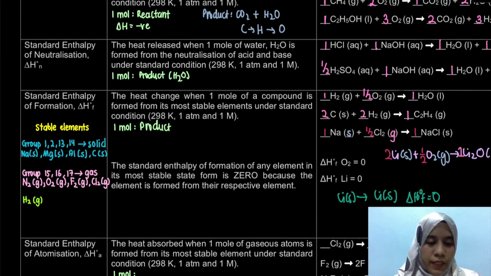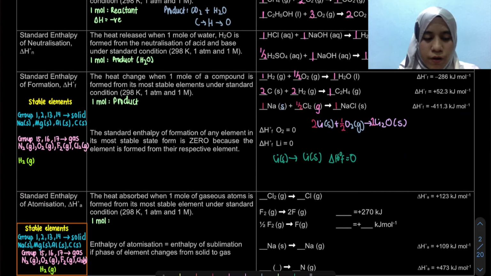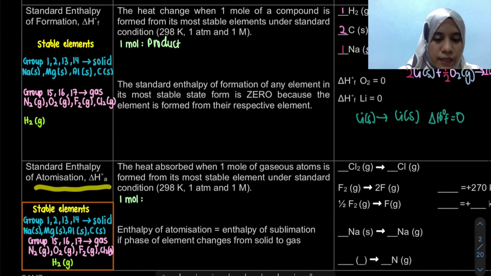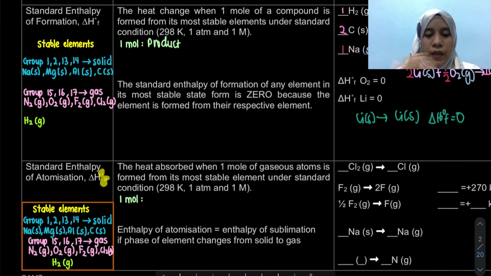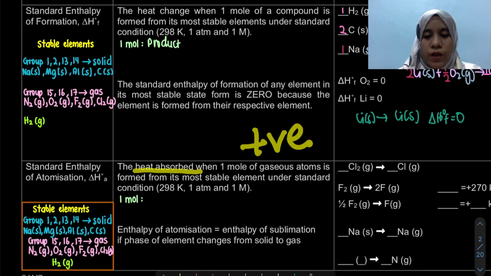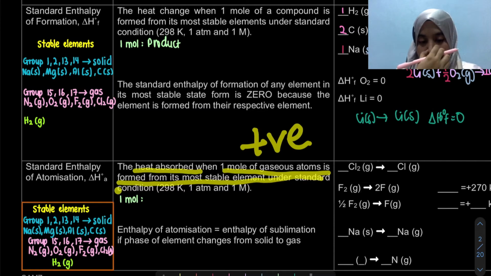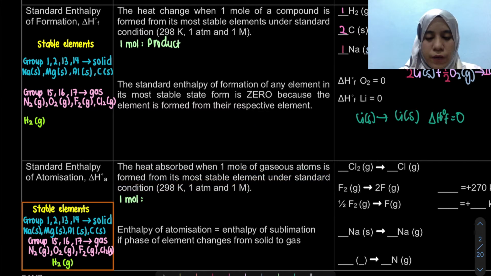Okay, last one, kita akan tengok standard enthalpy of atomization. So for the atomization, delta H not A. Okay, so here it mentioned the heat absorbed. So heat absorbed, heat will be a positive. The delta H must be a positive value when 1 mole of gaseous atom is formed from its most stable element under standard condition. Again, it is involving our stable element lah. So stable element, here is the notes. I have written down juga sini.